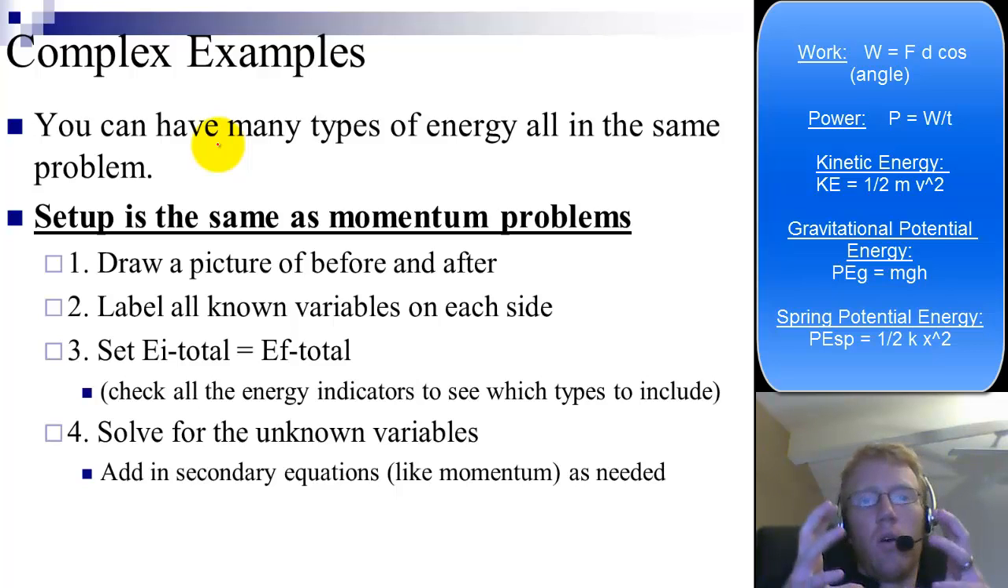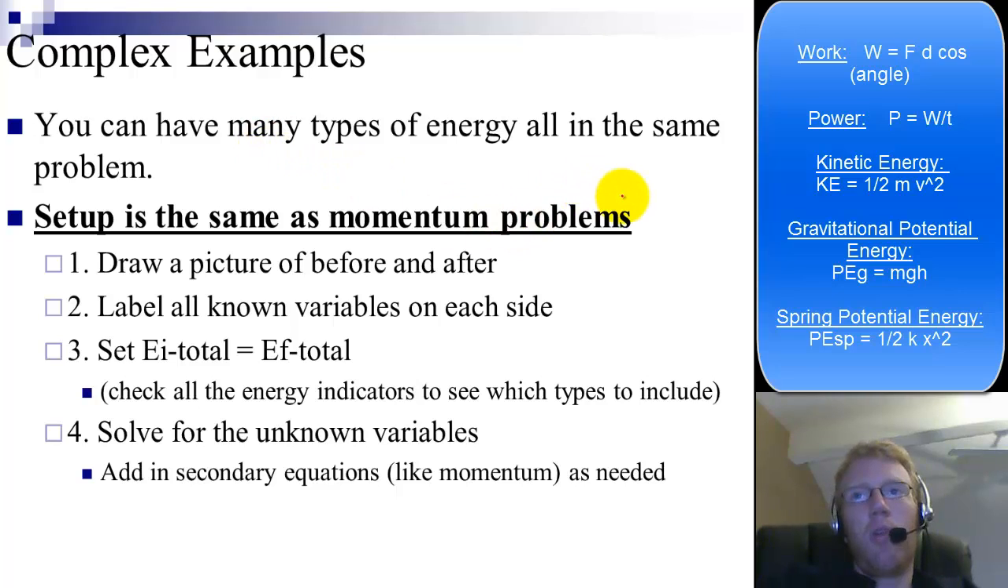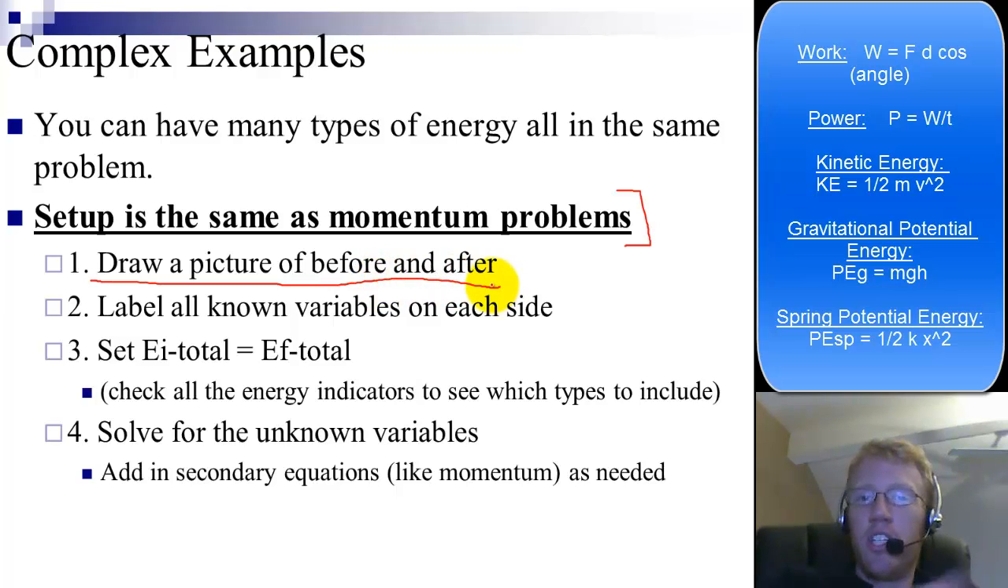It won't just be one problem only about kinetic and then one problem only about potential. These energy types are interchanging on a regular basis. So the setup for these problems is going to be very similar to momentum. First, you want to draw a picture of the before and the after, because your variables will be changing: how fast things were going, how high they were, and how much they were stretched or compressed at the beginning, and then those same variables at the end. Label everything that you know, and then label question marks for the things you're trying to find, and set energy initial total equal to energy total final.